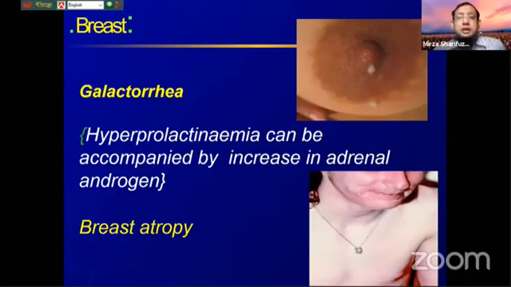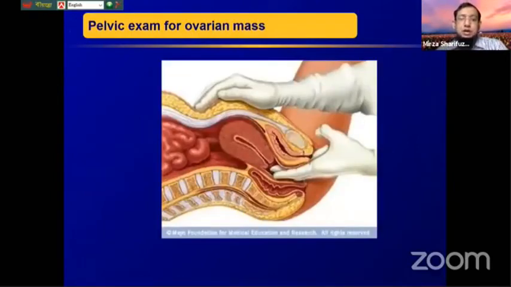We should examine the breast for galactorrhea. As I mentioned earlier, hyperprolactinemia itself can cause hirsutism, and we should look into whether they have breast atrophy, because this is a sign of virilization. And we should examine her pelvis to detect a pelvic ovarian mass, because an androgen secreting tumor may arise from the ovary, which in turn leads to hirsutism.